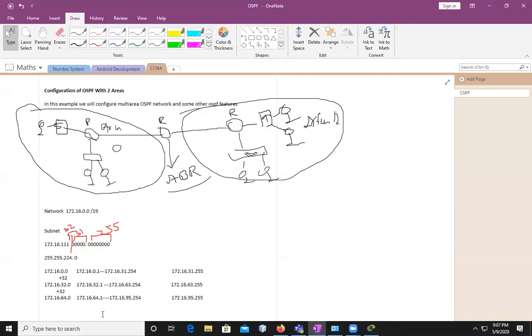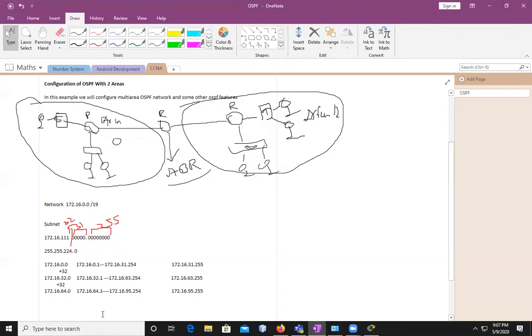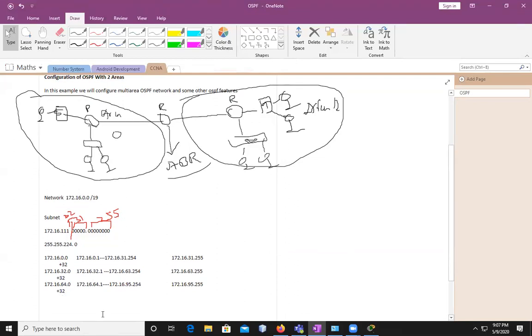How many subnets will we get? 8, right? 2 raised to power 3, it's going to be 8. So plus 32 again. 172.16.64 plus 32, how much is it? 96, the number after 95. If you look at the broadcast, it will be 96 plus 31.